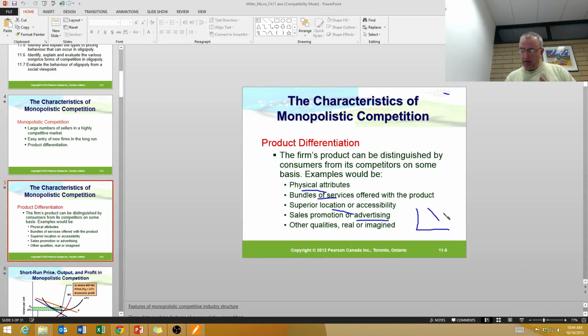And the degree of price elasticity of demand of this curve depends on how well the firm is able to distinguish its products in the eyes of buyers. So if the firm is successful in distinguishing its product in the eyes of consumers, then the demand curve will be relatively inelastic. And if the firm is not particularly successful in distinguishing its products in the eyes of consumers, then the demand curve will be relatively elastic.